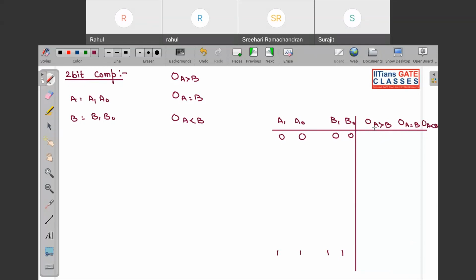If A is greater than B, there are two possible cases: either A1 is greater than B1, or A1 and B1 are the same, and A0 is greater than B0, meaning A0 is 1 and B0 is 0. Good, so you write it. I am giving you 1 minute, then I will do it.